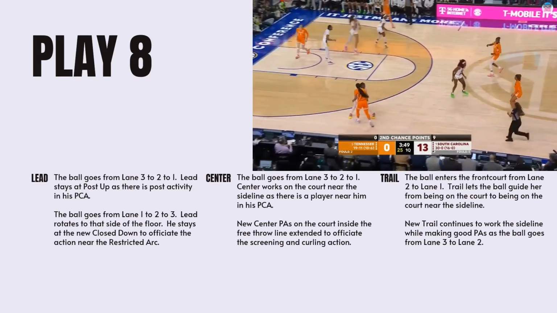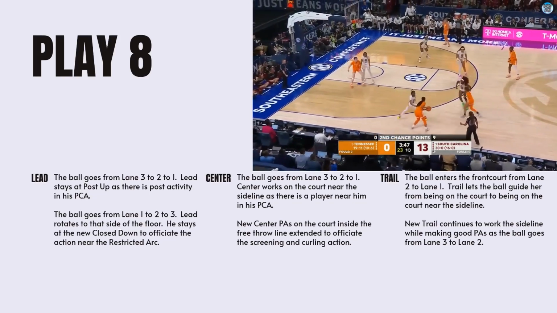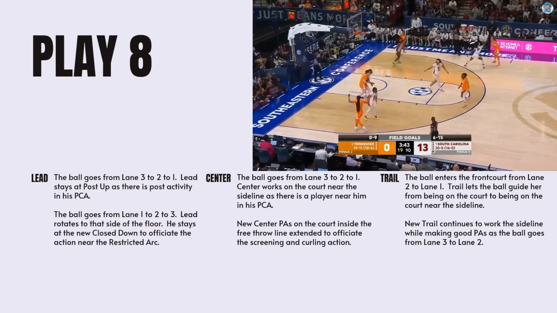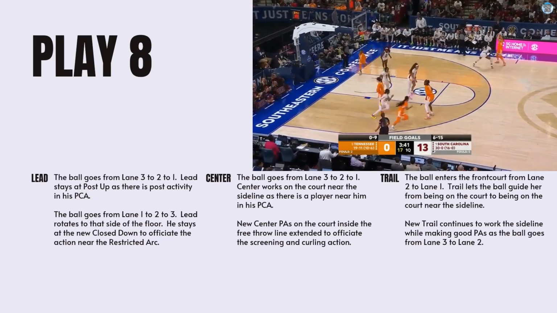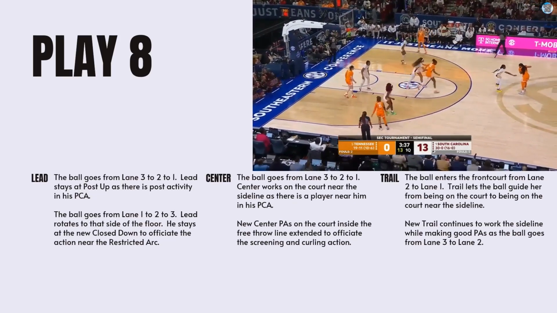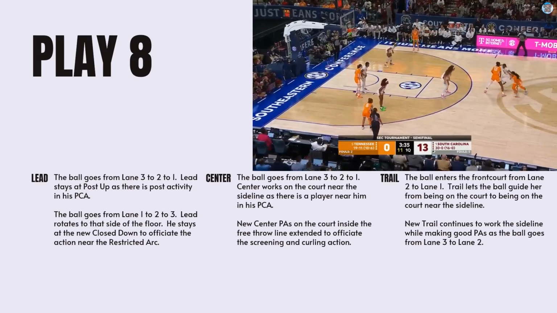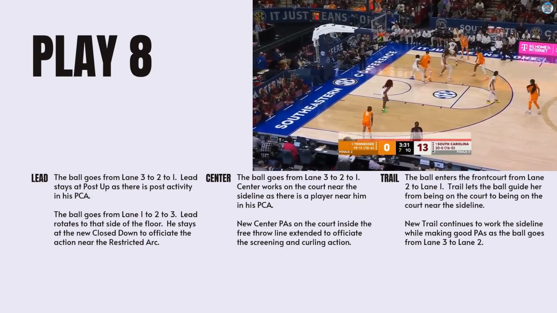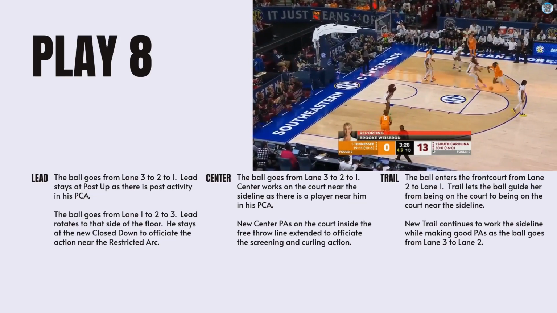We're going to focus on lead once the ball enters lane 3 and goes from 3 to 2 to 1. We will see that lead will stay at the post up position as there is post activity in its primary coverage area. Once the ball goes from lane 1 to 2 to 3, lead rotates to that side of the floor. He stays at the new close down position to officiate all the action near the restricted arc.